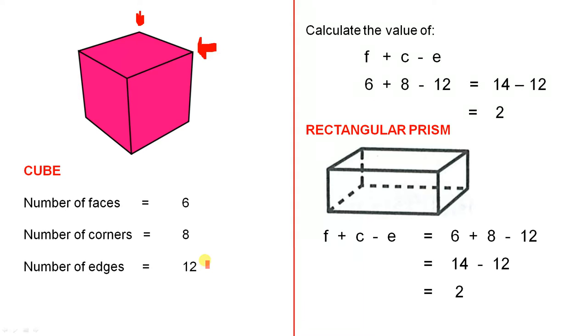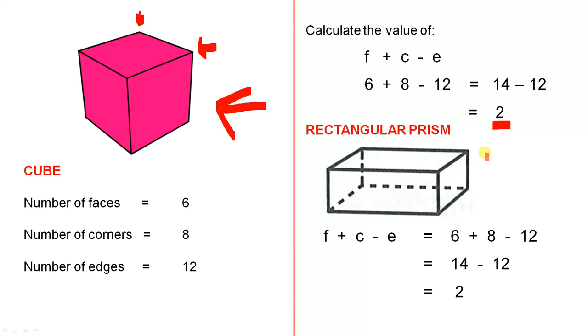Now the edges are the straight lines. So if you count the straight lines, you have 12 of them. So if we calculate the value of f plus c minus e, that is the number of faces plus the number of corners minus the number of edges. So for this particular cube here, the number of faces is 6, the number of corners is 8, the number of edges is 12. So 6 plus 8 minus 12 is 14 minus 12, which is 2. So f plus c minus e is 2 in that particular case. That is, for that cube.